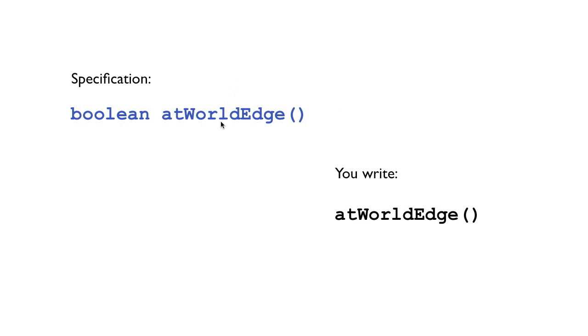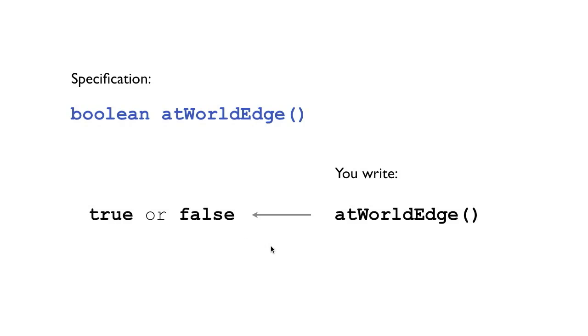So this tells me I have a method called @worldEdge that expects no parameters and will answer back with a Boolean. So to call this method, I just write the name of the method, and then because it expects no parameters, I give it no parameters. I still have to write the round parentheses when I call this method, so I write @worldEdge with the parentheses, but nothing in between, because this method does not expect any parameters. When I call this method, it will answer back with either true or false. Okay, that's the first thing to keep in mind.